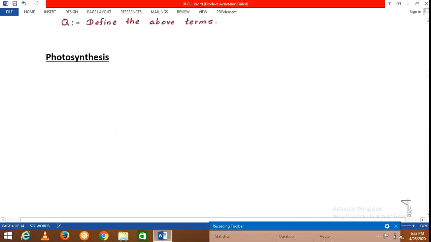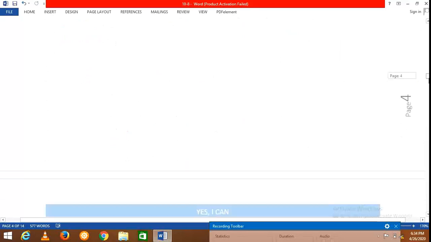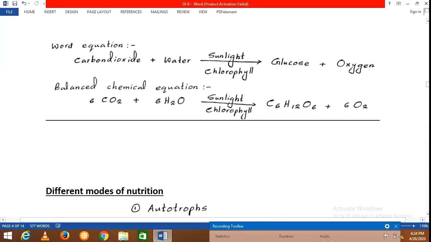Then photosynthesis. What is photosynthesis? This is the word equation which describes the photosynthetic reaction. The major raw materials are carbon dioxide and water, and this happens only in the presence of light energy. We don't need to mention sunlight here; if we say light energy, it is okay. It is the source of energy, and chlorophyll is the substrate. So the factors necessary for photosynthesis are carbon dioxide, water, sunlight, and chlorophyll.